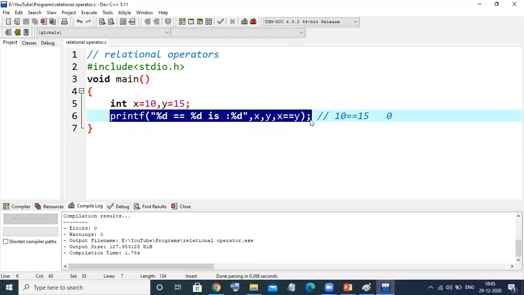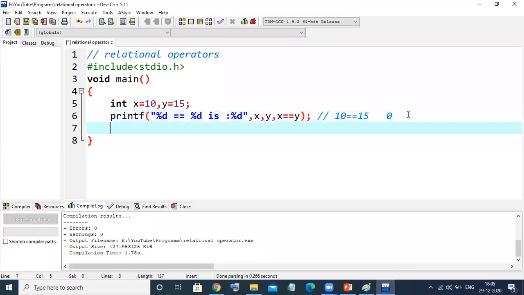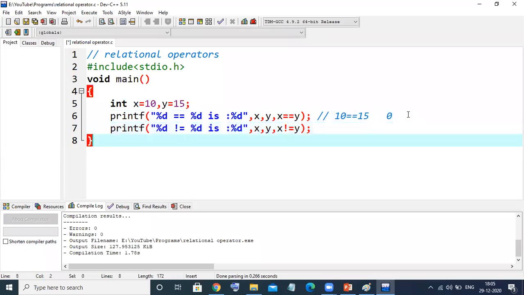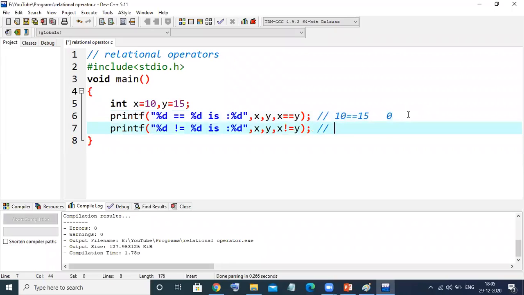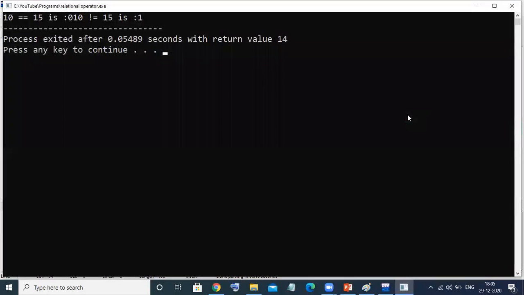Similarly, I'll take the next one. Control V. And here instead of this, I'll take not equal. So how does the condition look? See, 10 not equal to 15. Yes, it's true. That means it's going to return 1 here. See, the output is 1.